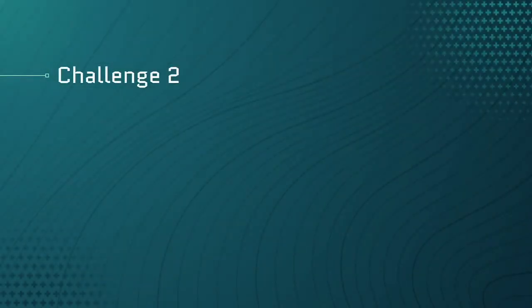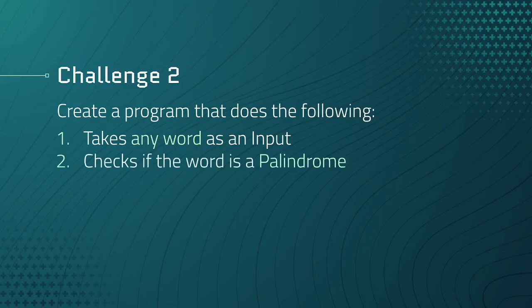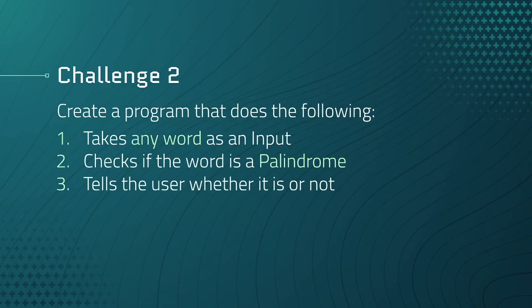Alright, we're back, and now we're ready for challenge 2. This is the challenge that will end this lesson. Create a program that does the following. Takes any word as an input, and checks if the word is a palindrome, and then tell the user whether it is a palindrome or not. If you're not sure what a palindrome is, then you better get researching so you can complete the challenge correctly.